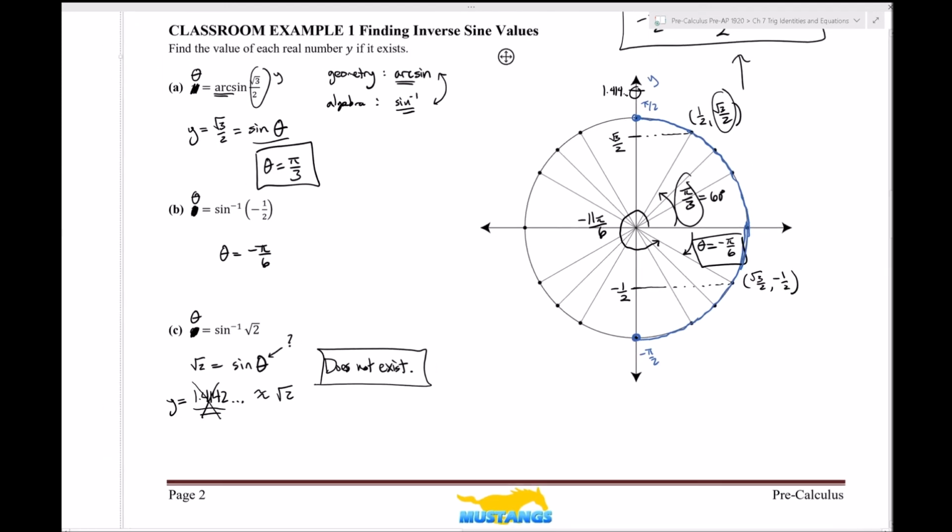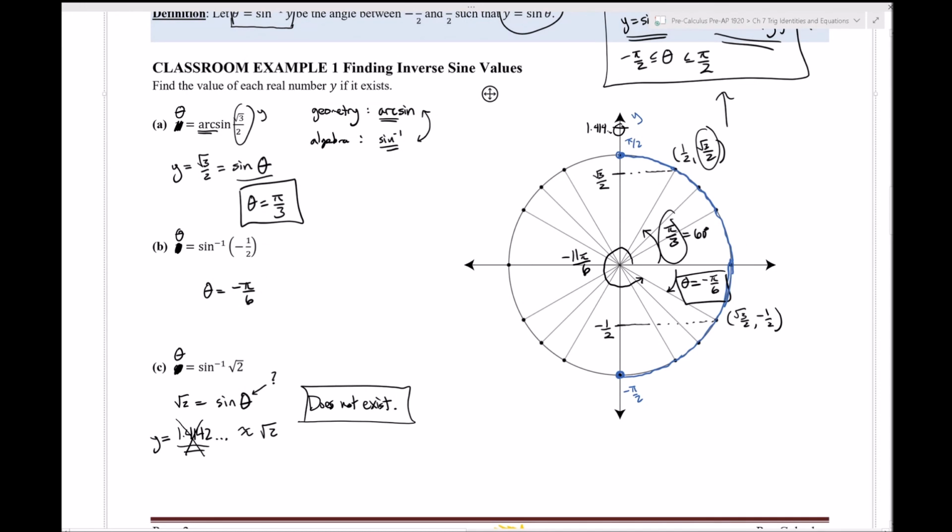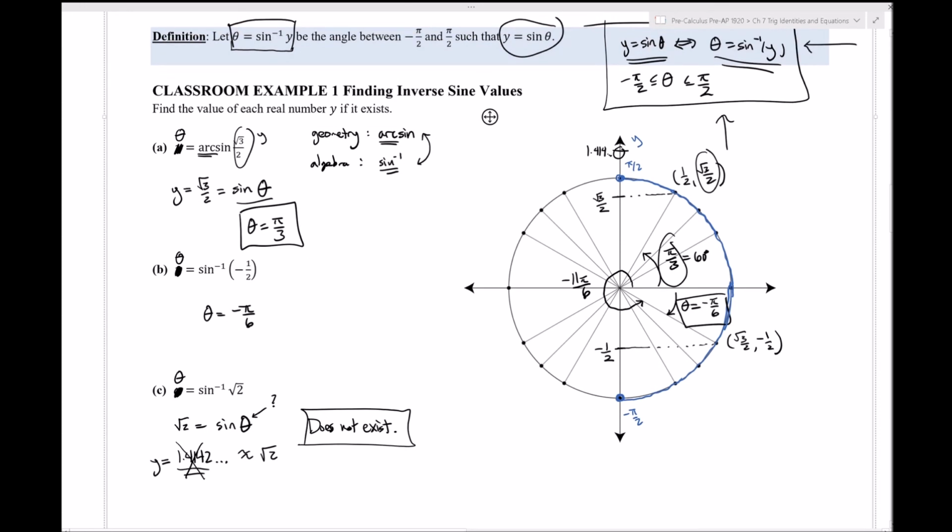Just a quick example, example 1, practicing or applying the definition of sine inverse. So what we're going to try doing now is coming up with those definitions for cosine and tangent as well.